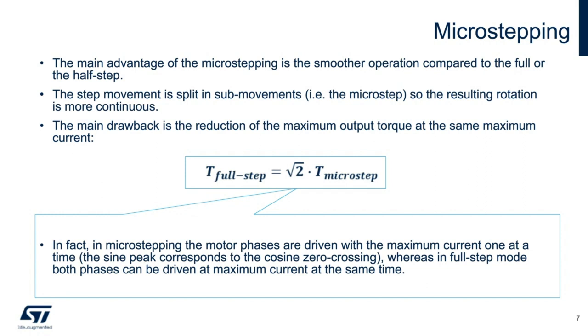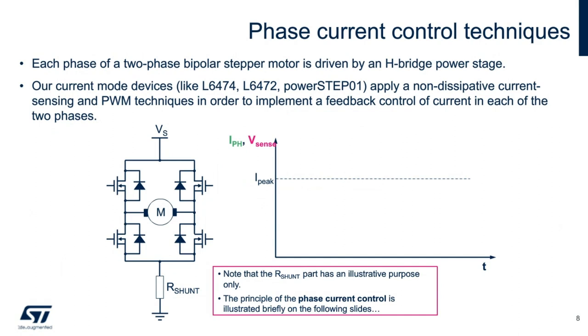Each phase of a two-phase bipolar stepper motor is driven by an H-bridge power stage. ST current mode control devices like the L6470 family, PowerSTEP01, apply a non-dissipative current sensing and PWM techniques in order to implement a feedback current control in each of the two phases. The R shunt in this particular picture has only an illustrative purpose. The bridge topology ensures that the motor can spin in two directions.